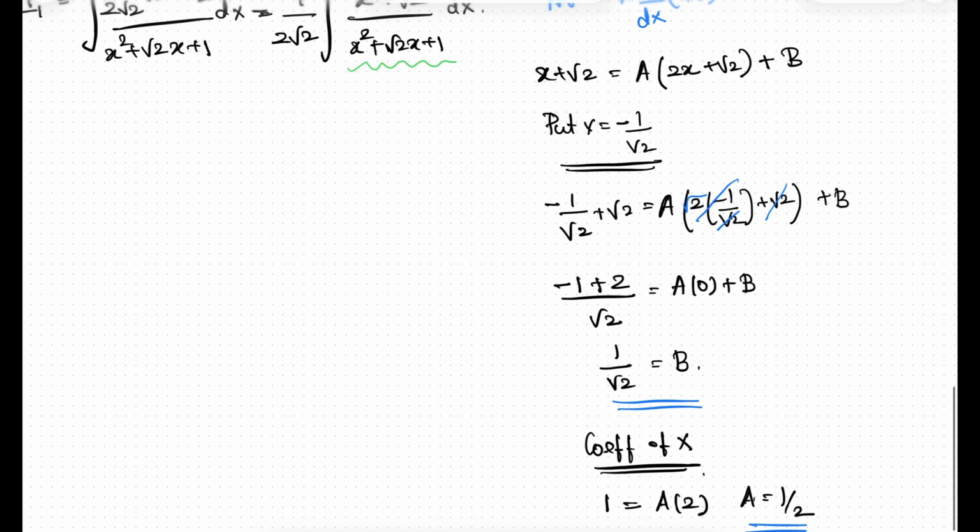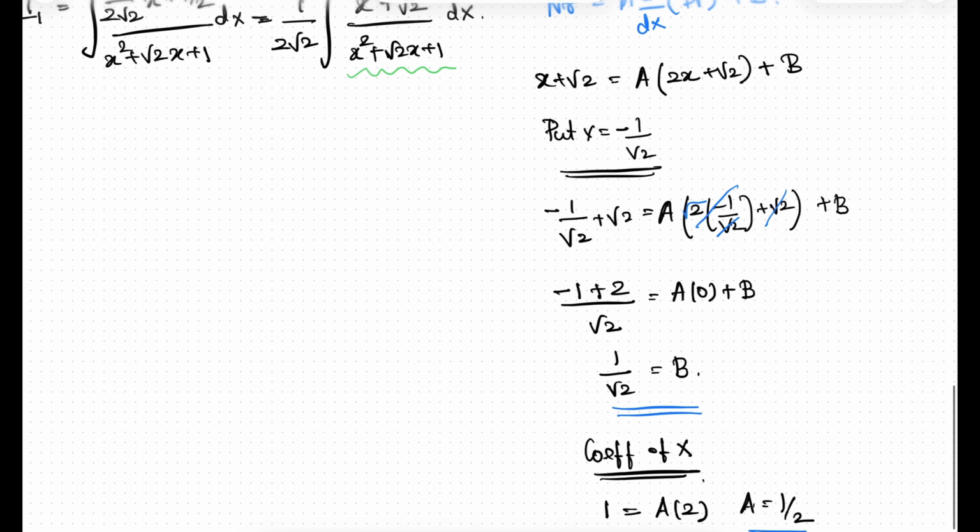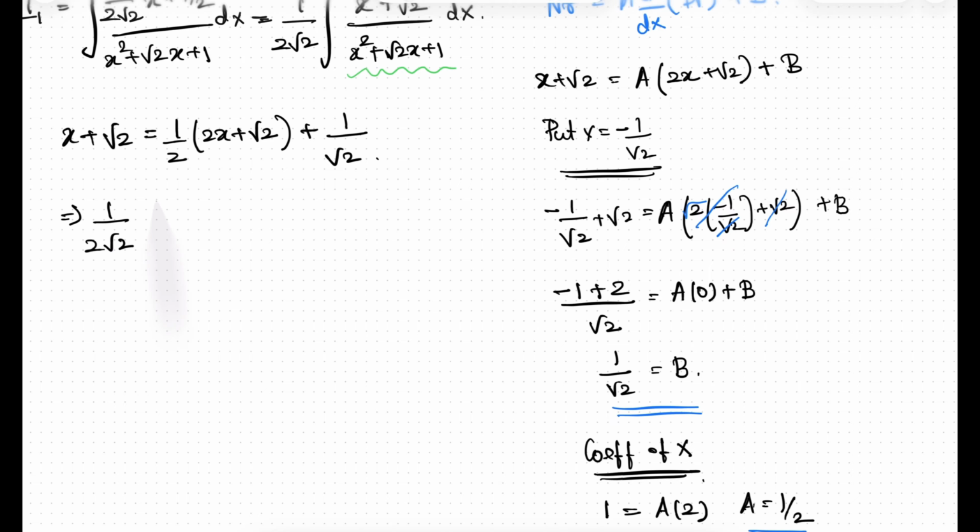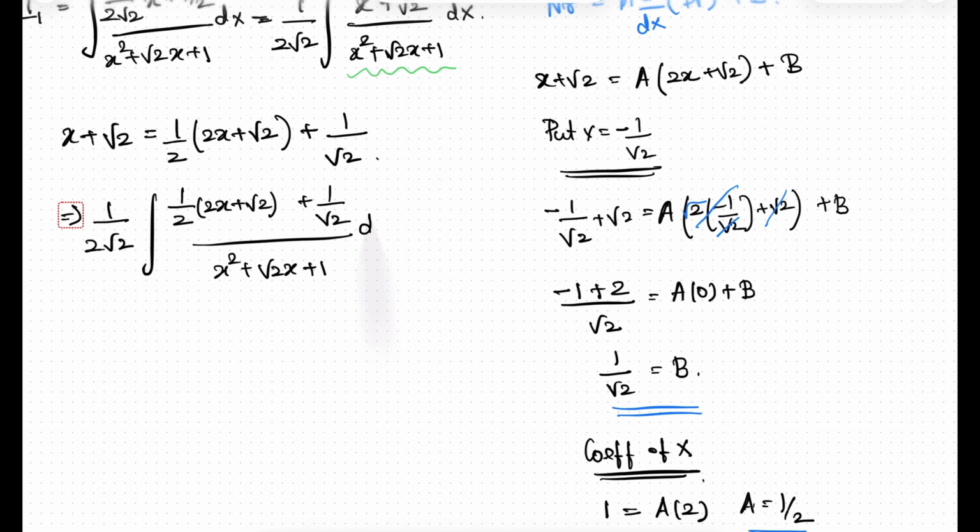So the x plus root 2 which is on the numerator can now be written as 1 by 2 times 2x plus root 2 plus b, which is 1 by root 2. Alright, so the entire integral can now be written as 1 by 2 root 2 integral of 1 by 2 times 2x plus root 2 plus 1 by root 2, divided by x square plus root 2x plus 1 dx.